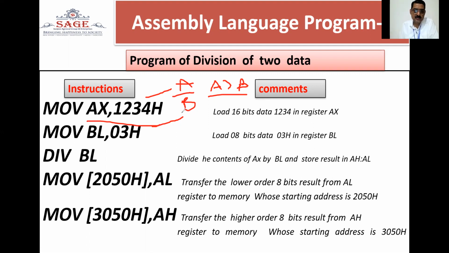Suppose 1234H has to be divided by 03H. So 1234H will be stored in the AX register. Now the second data will be stored in any 8-bit register. Here we have taken BL, an 8-bit register. 03H is the 8-bit data, which will be stored in the 8-bit register. For the division operation we write DIV BL. This operation is equivalent to AX divided by BL.